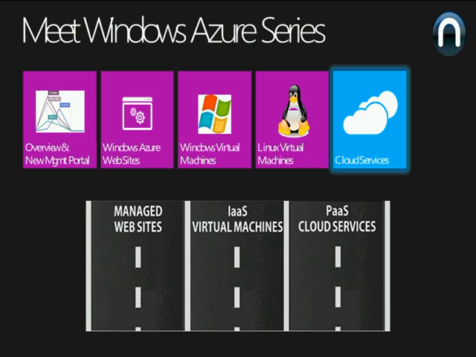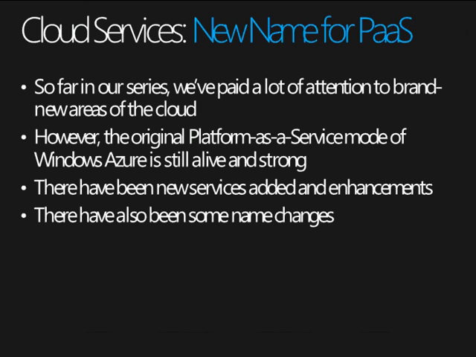We spent most of our time in the past parts of the series talking about what's new: the new HTML5-based portal, the new Windows Azure websites, the virtual machines, both for Windows and for Linux. Now it's time to talk about one more area, and that's called cloud services. Cloud services is actually just a new name for platform as a service, in other words, the original way that Windows Azure was designed.